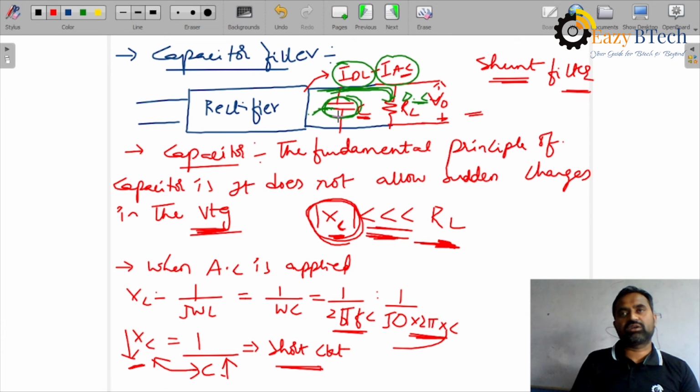If you take an inductor in series, the current is the same and voltage division takes place. Whereas in parallel, the node voltages are the same.